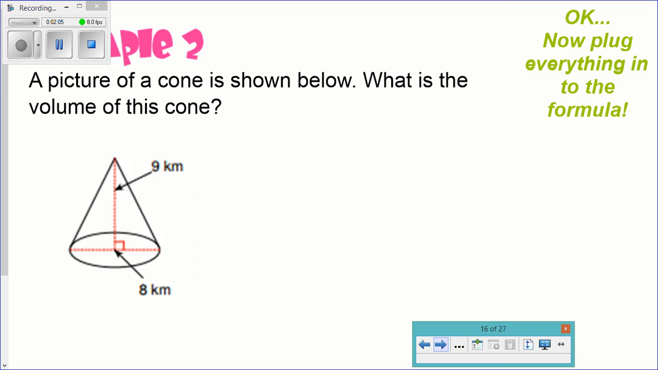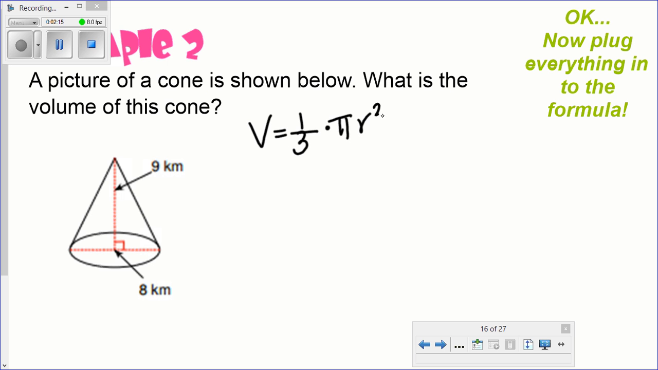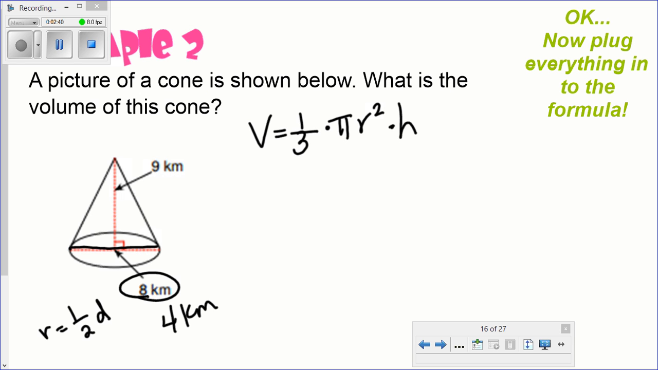Alright, so let's plug everything into this formula that we have. Volume equals 1/3 times pi r squared times h. Those are the three pieces that we need to find the volume. So the first thing is identifying the radius, and this has a diameter here all the way across. It says that diameter is 8 kilometers, but we know that a radius is 1/2 of the diameter. So what is half of this diameter? And that would be 4 kilometers. So we know that our radius equals 4.